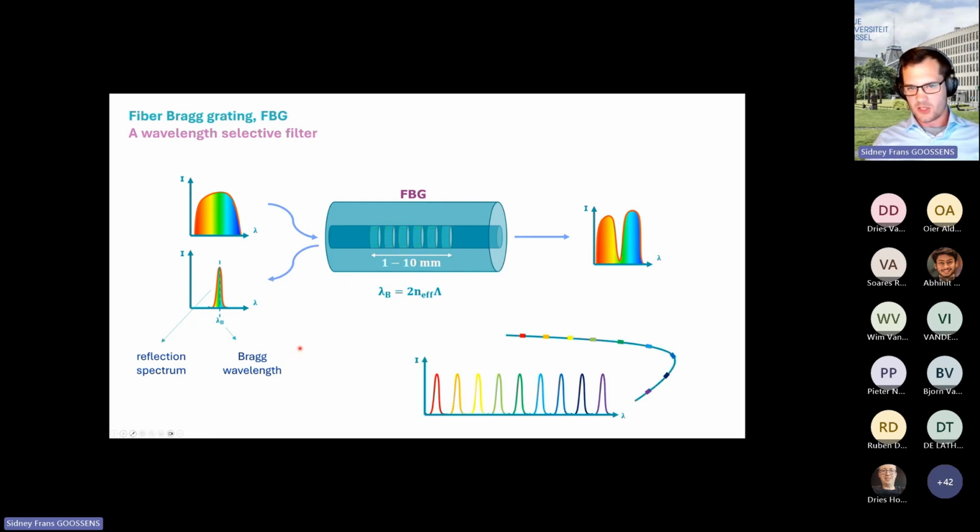Now, what's one big advantage of these types of sensors? We can create different FBGs with a slightly different period of refractive index modulation at different locations in the optical fiber, so they all reflect at their own individual color, and we can have a multiplexed quasi-distributed optical fiber sensor.